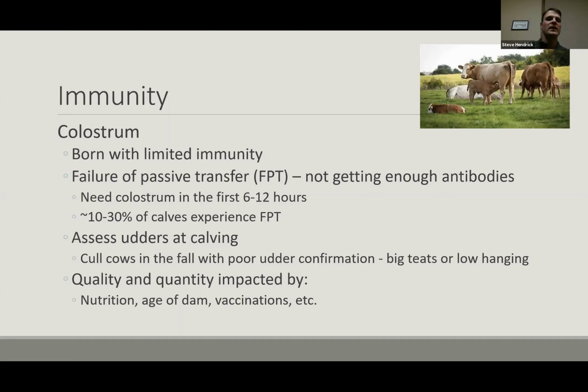Certainly the quality and the quantity of colostrum, or the antibodies in the colostrum, is affected by the nutrition of the dam, the age of the dam. The older she is, generally the better it is, and then vaccination history and exposure, etc.